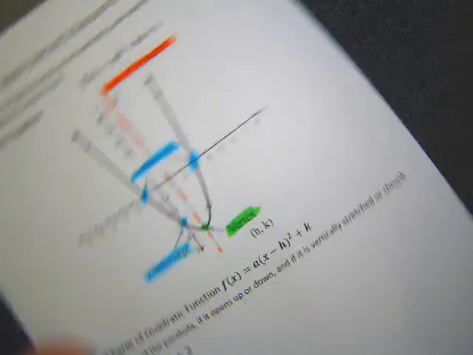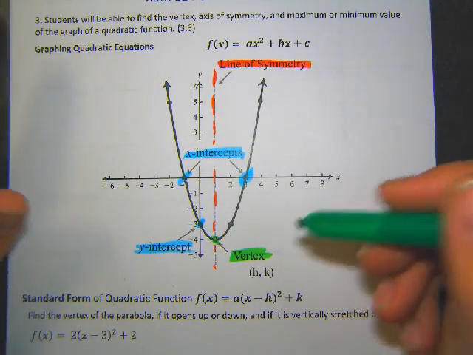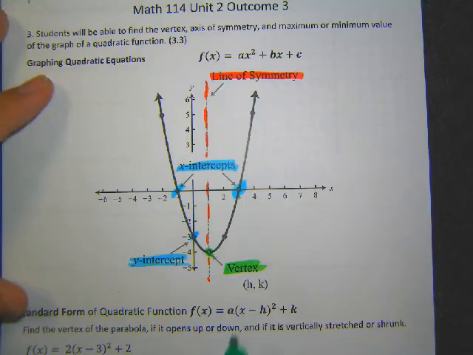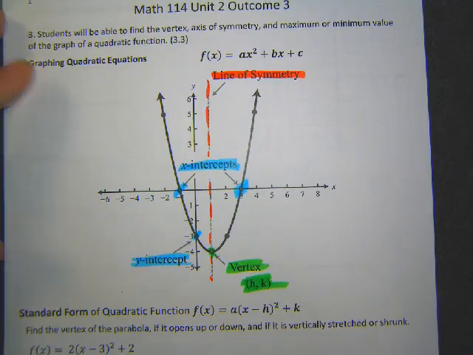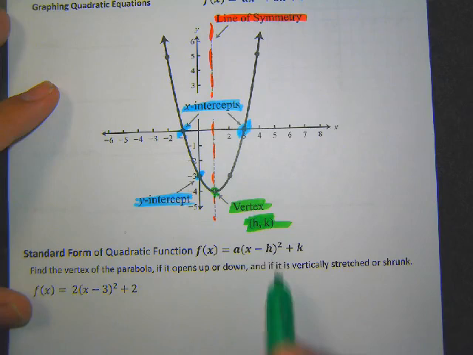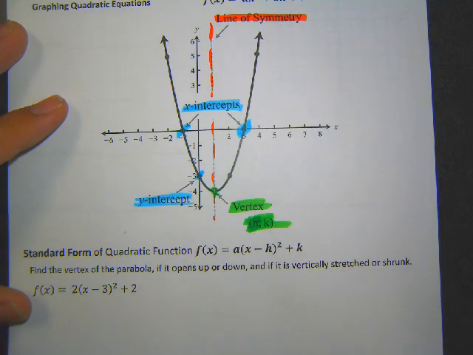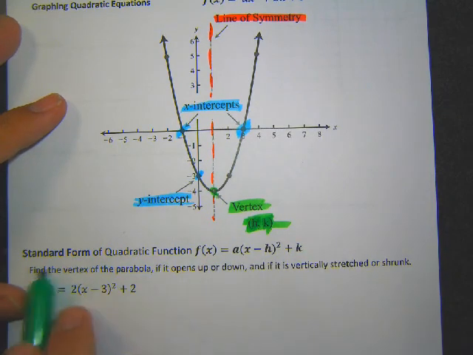Your vertex is either going to be the lowest point if it opens up like this, or if it opens down, that would be the highest point. So it's always going to be a minimum or a maximum for your quadratic equation. The vertex, we like to label with a coordinate we call (h, k). When we write the standard form of a quadratic, we use that (h, k). h is the x value of your vertex, and k is the y value of the vertex.